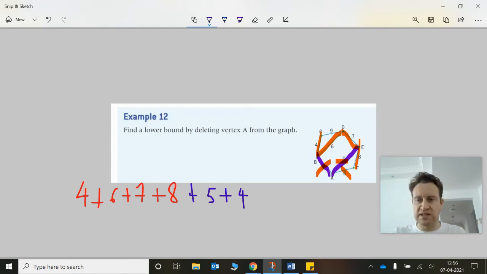Now, this always guarantees a lower bound. So it guarantees a lower bound. Why?